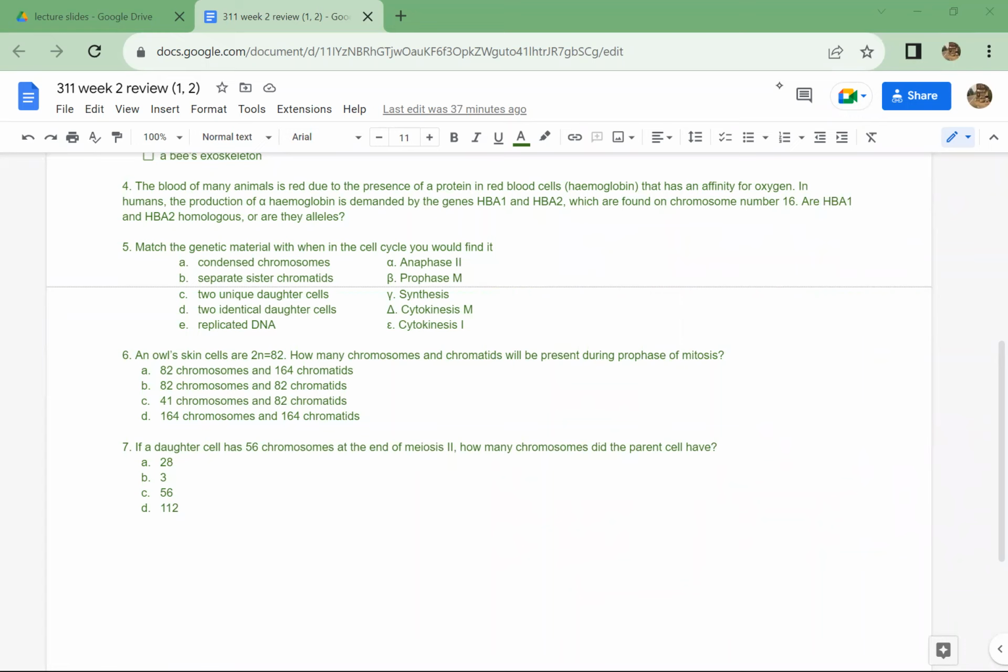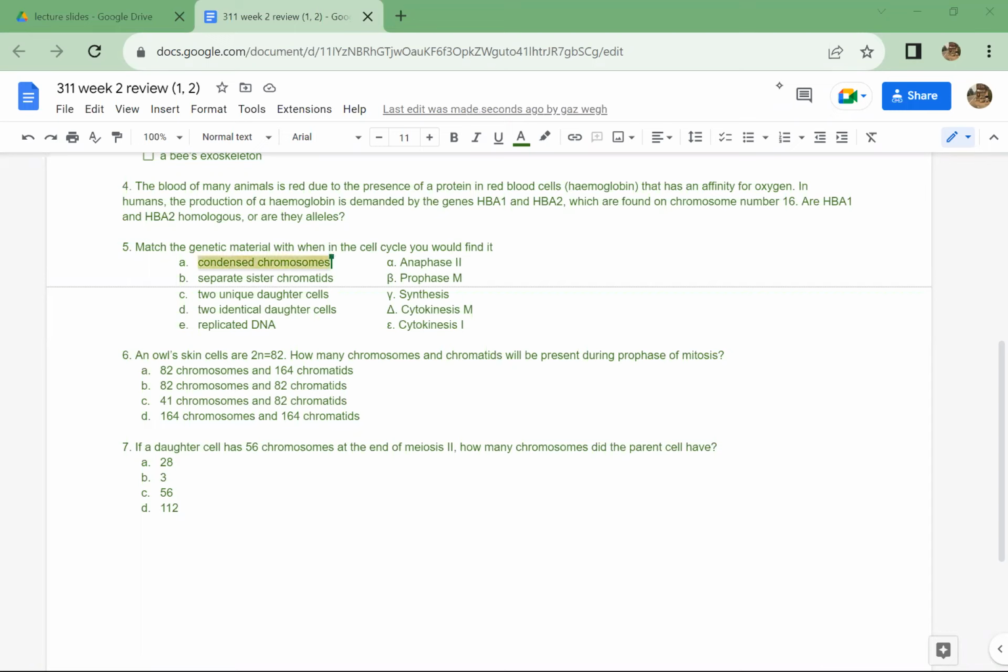So now that we have that, we should so very easily be able to answer question number 5. Match the genetic material with when in the cell cycle you'd find it. So when do we condense our chromosomes? Condense our chromosomes.